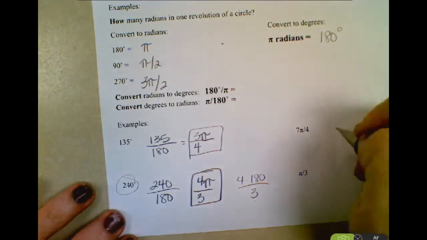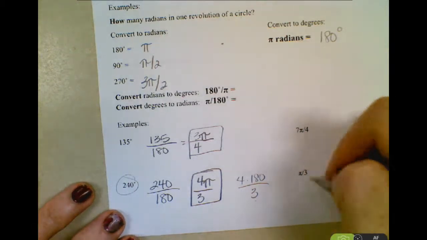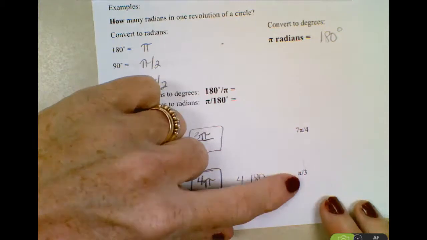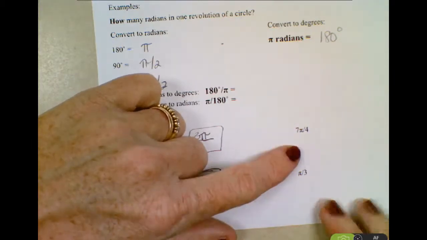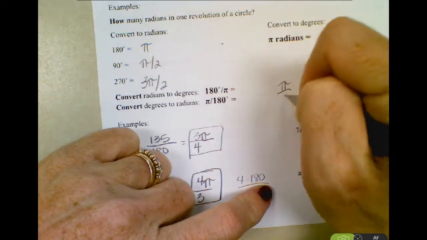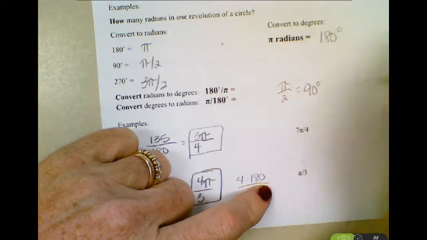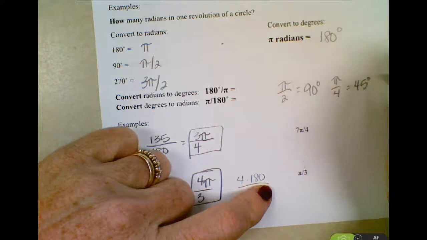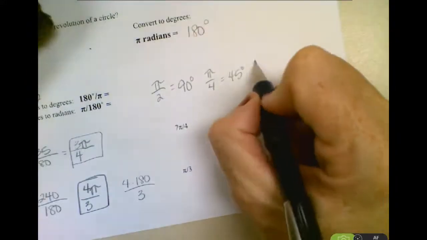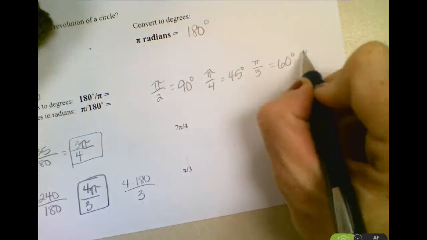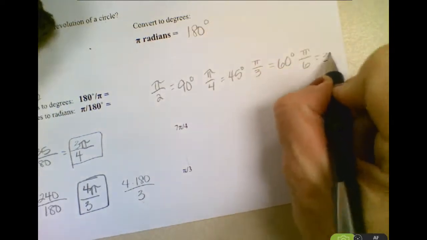So another way, when I'm converting from radians back to degrees, one of the things I think of is my ratios that I've got up here. Like I know pi over 2 is worth 90 degrees. I know pi over 4 is worth 45 degrees. I know that pi over 3 is worth 60 degrees. And I know that pi over 6 is worth 30 degrees.